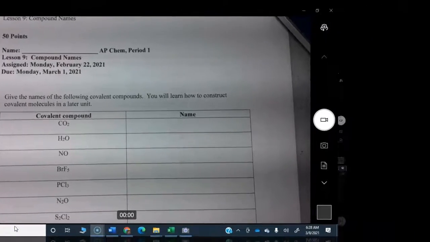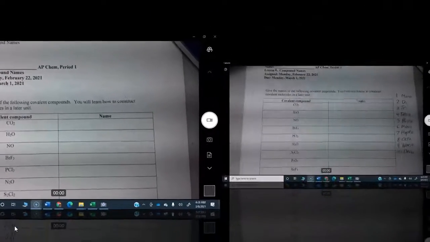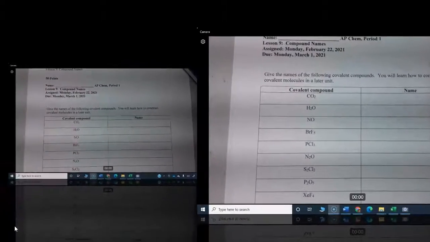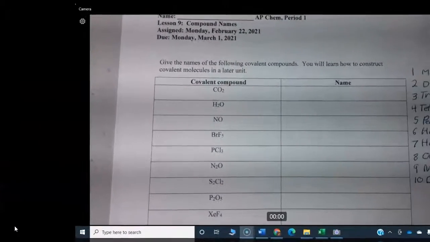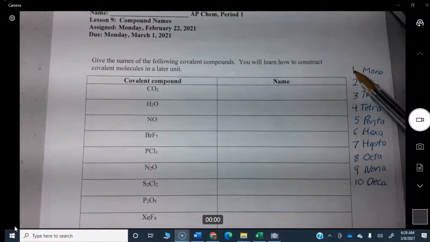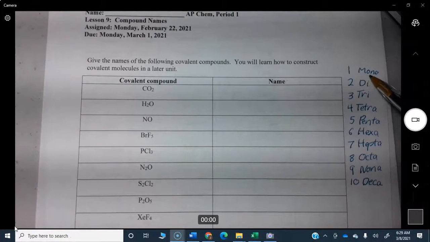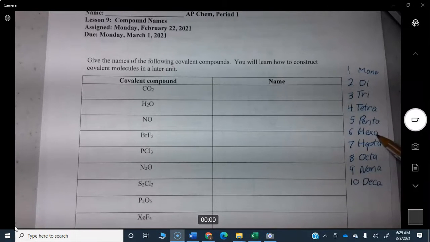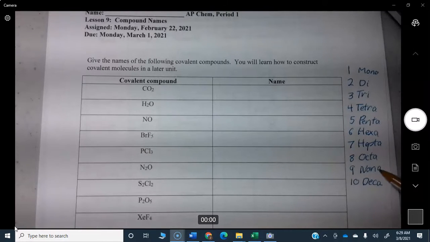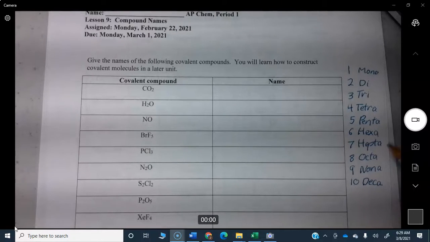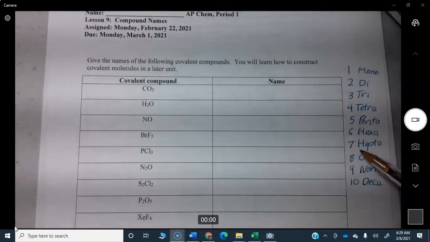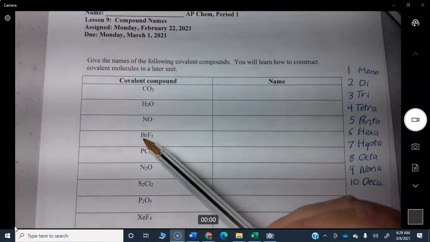Okay, so with covalent bonds we use the following prefixes. A prefix is a part of a word that goes at the beginning of a word. So these are the numbers 1 through 10 and the prefixes used for them. So 1 is mono, 2 is di, 3 is tri, 4 tetra, 5 penta, 6 hexa, 7 hepta, 8 octa, 9 nona, and 10 deca. So those will go at the beginning of the chemical names for each of the elements in the compound.